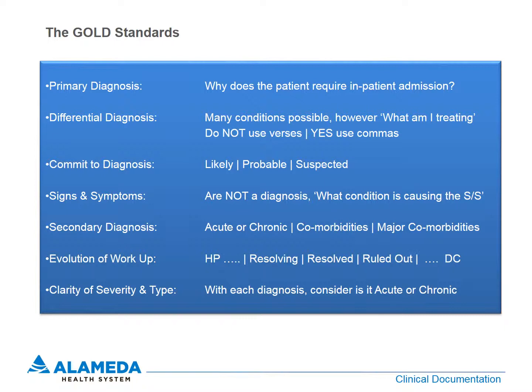And then you need to commit to a diagnosis. You might be ruling them out as they go along, but it's okay to write that it's likely an MI, or probable or suspected, but you need to make a commitment to a diagnosis throughout the medical record. A sign and a symptom is not a diagnosis, and syncope is probably the largest one that's ever written. Shortness of breath is a sign and symptom. Those aren't diagnoses, and your job is to determine the underlying condition causing the patient to have that sign and symptom.